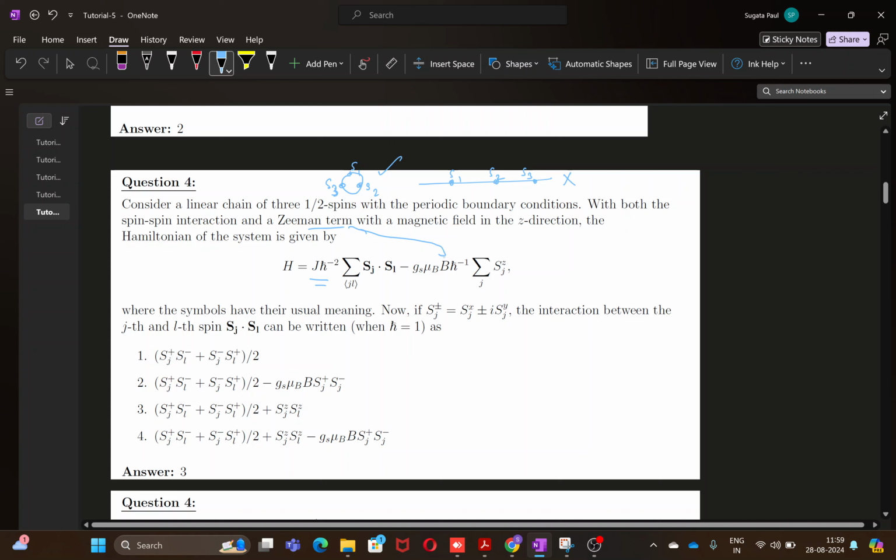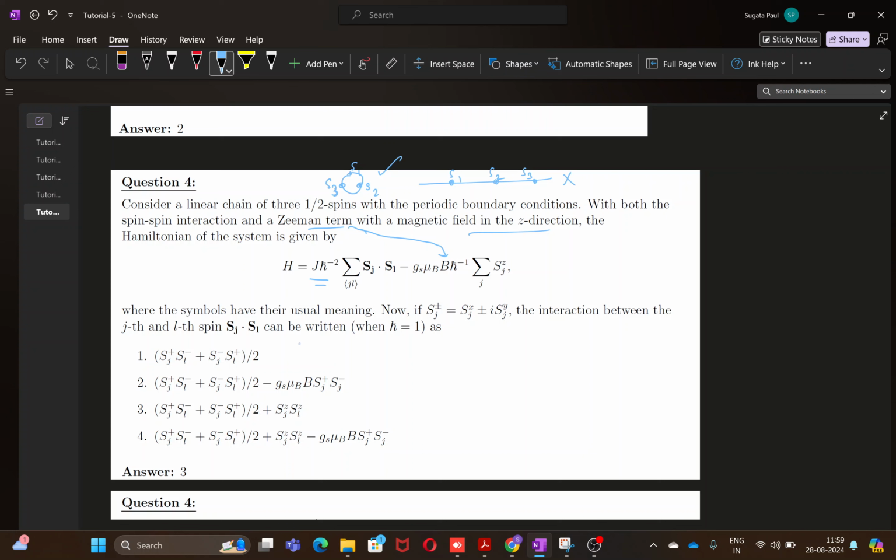This is the Zeeman term because it is dependent on the external field B, and this g_s is the Landé g factor, mu_B is the Bohr magneton, and S_jz is the sum of all the z components of spins. The z component is taken because when you take a dot product with the field, which is already in the z direction, the spins will always take the z direction in the second term.